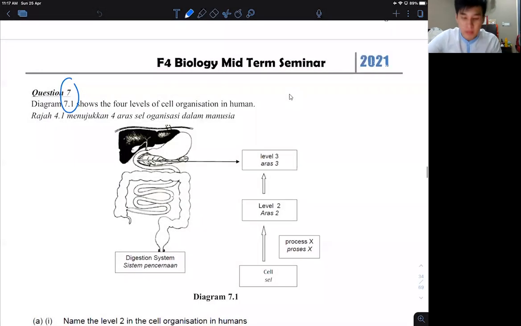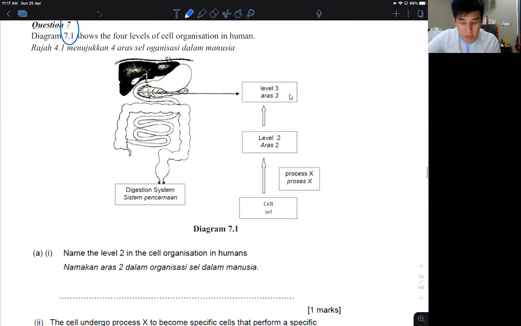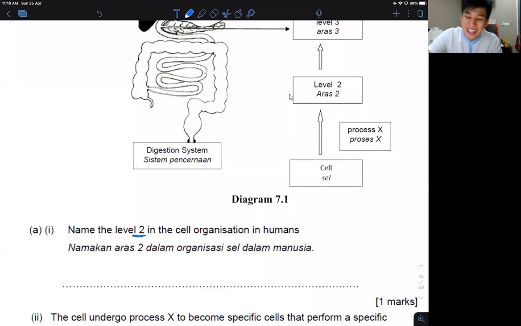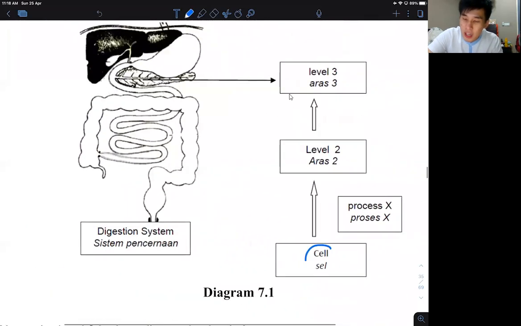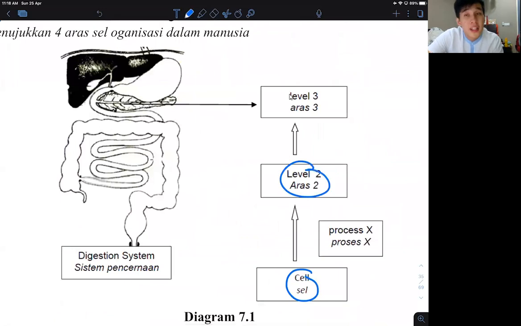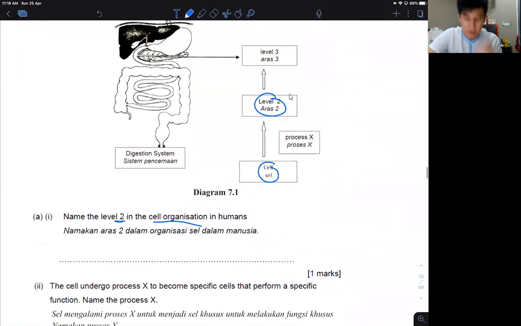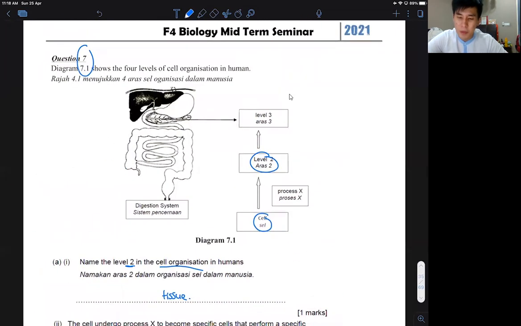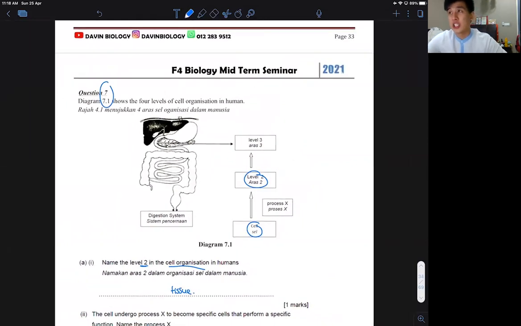All right. Come. So, page 34. He's saying, name the level 2 in the cell organization. So level 2, cell forms tissue. So that's what they mean by name level 2. So they say, the cell undergoes process X to become specific cells that will perform a specific function. Name the process. So, this is something I didn't mention, but what is the process of cell forming tissue?